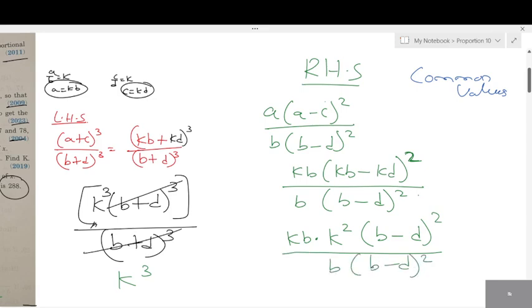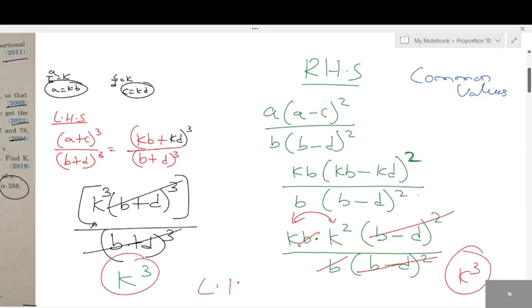Which one gets cancelled? What are the values? B minus this. What else? There's one more alphabet which we can cancel. So what is left? K into K square is K. LHS is equals to RHS. So all K questions, do it like this. LHS is equals to RHS.